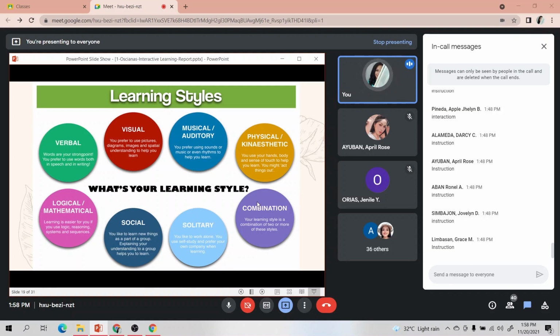And then combination. So your learning style is a combination of two or more of these styles. So you can actually combine. Mas nice kung combine mo siya.